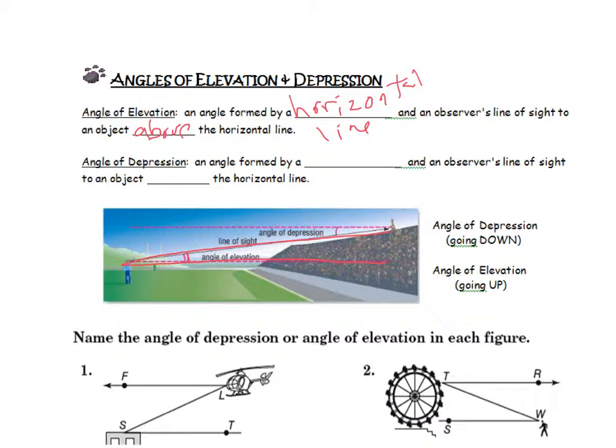On the other side of that, we have an angle of depression. That's an angle formed by, again, a horizontal line, but this time an observer's line of sight to an object below the line. So we have another horizontal line, but the line of sight goes below that horizontal line, and that is our angle of depression. Depression going down, elevation going up.